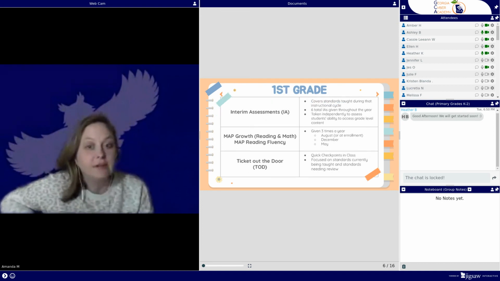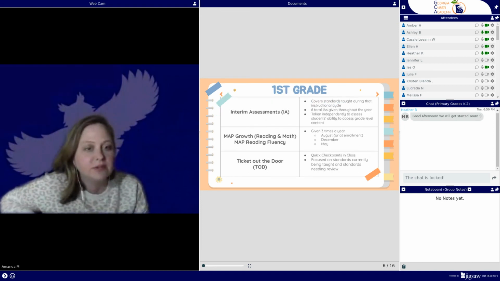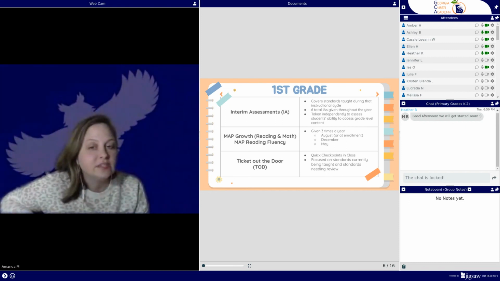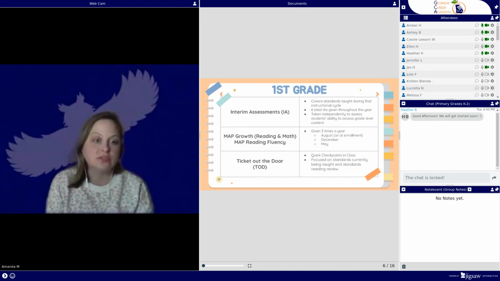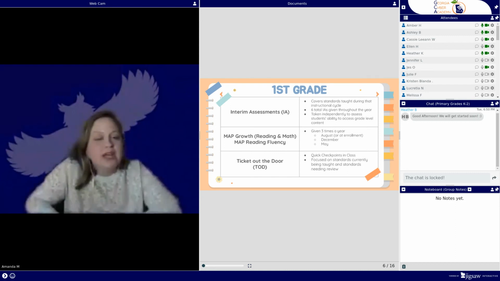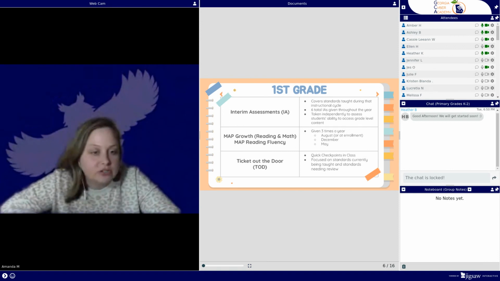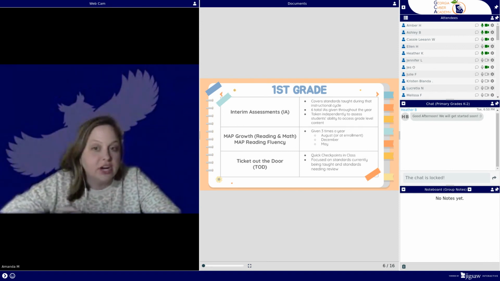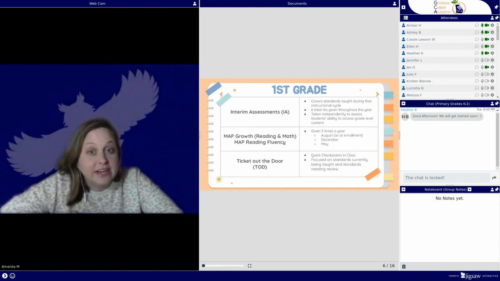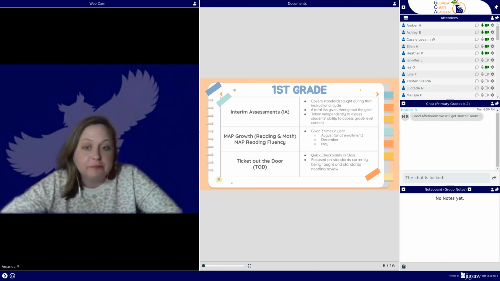For first grade, this is when they start taking interim assessments. So we usually refer to those as IAs. And these interim assessments, they cover standards taught during that instructional cycle. So we have our year broken up into 6 different instructional cycles, and so they take a total of 6 IAs throughout the year. We have already taken 4 of them. We're currently in instructional cycle 5, so our next interim assessment will be IA 5.